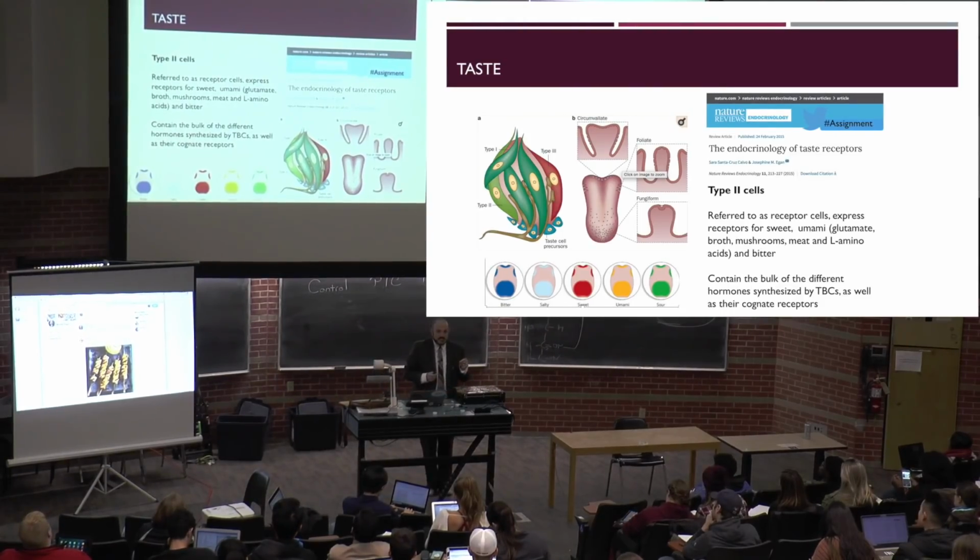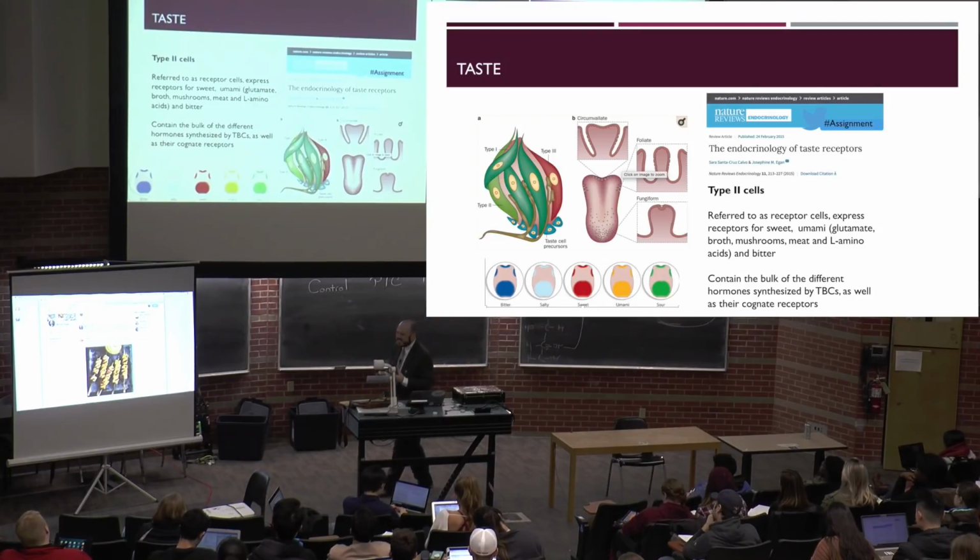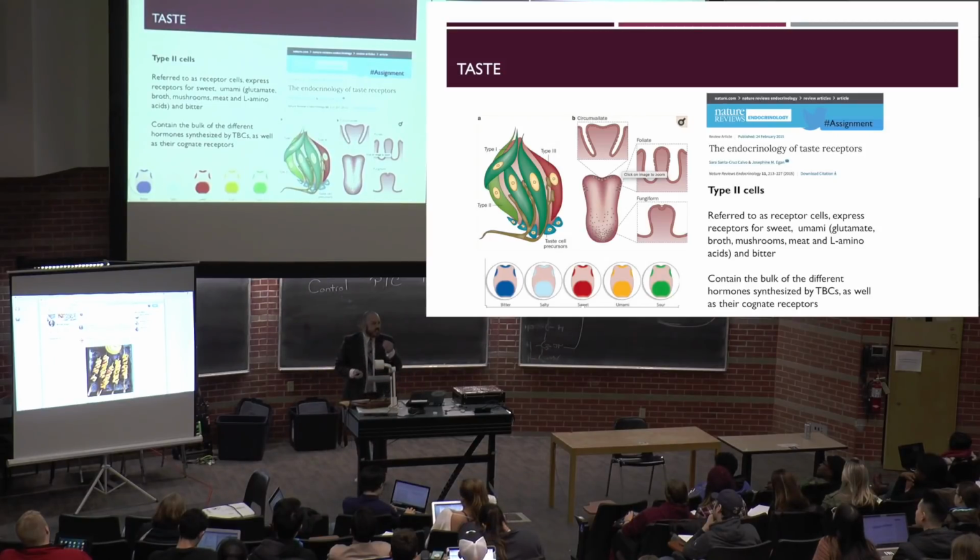Type 2 cells are really our taste receptors. There's all kinds of taste receptors for sweet, for umami, so again, that's that mushroom taste, glutamate, MSG. A lot of Asian cuisine really relies on umami. And bitter.